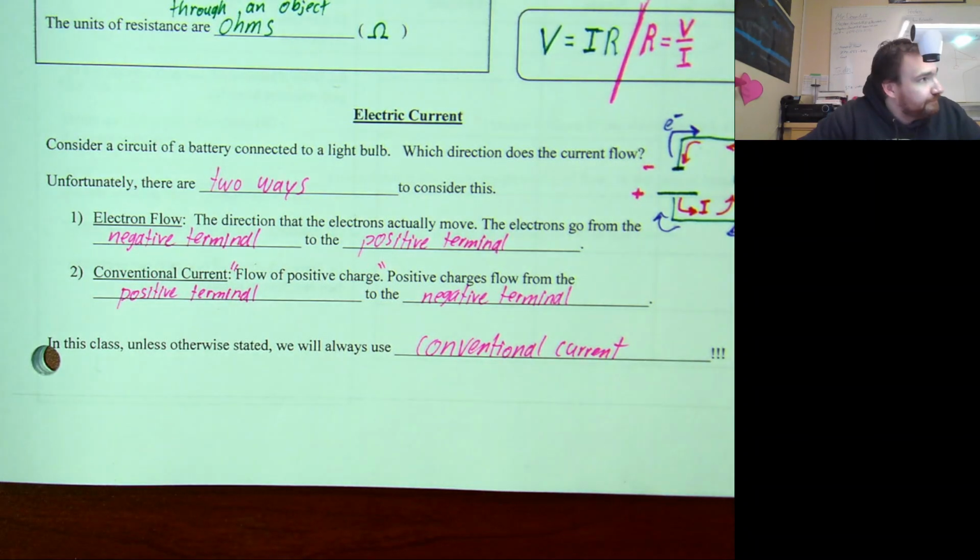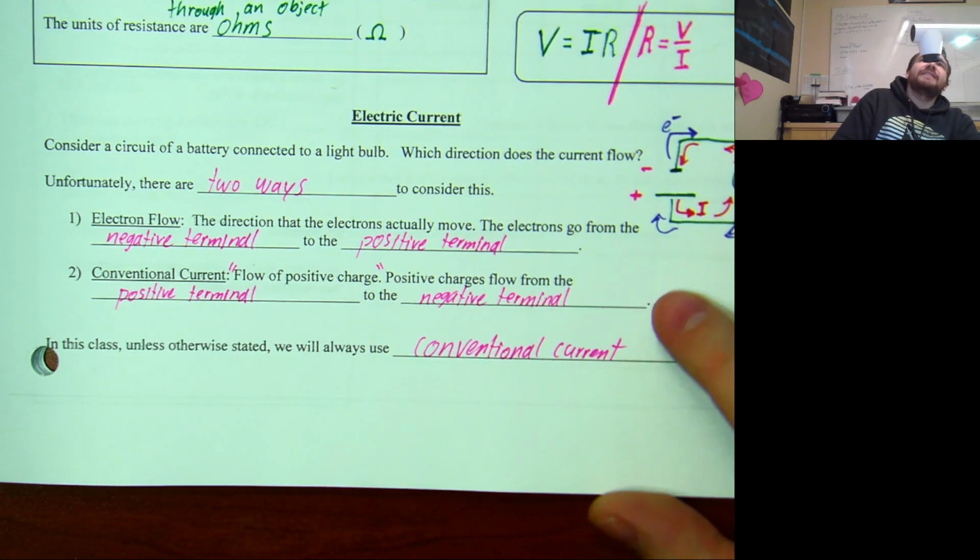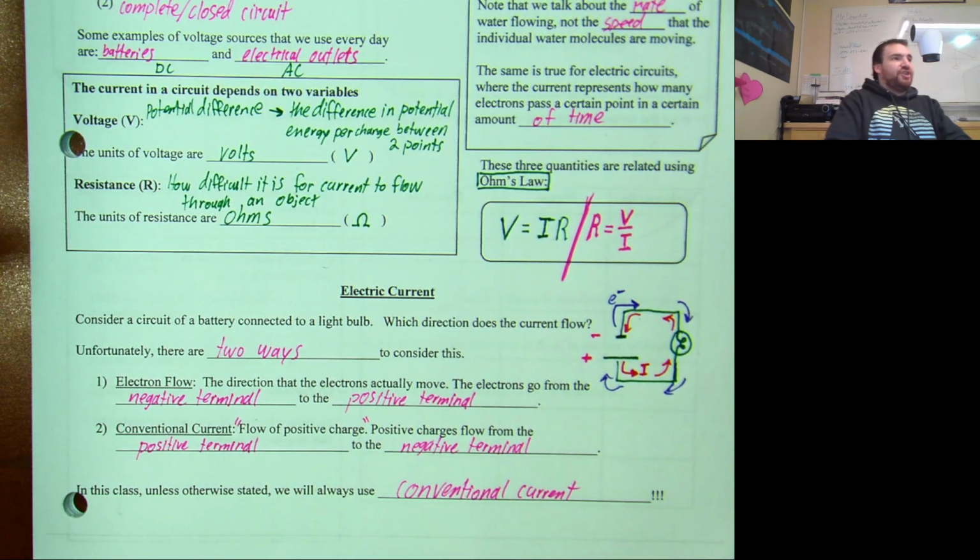I'm going to stop here. 20 minutes left. There is no homework out of this stuff. This introduction here is everything that most of you should have gotten out of Science 9, and only one of you did.